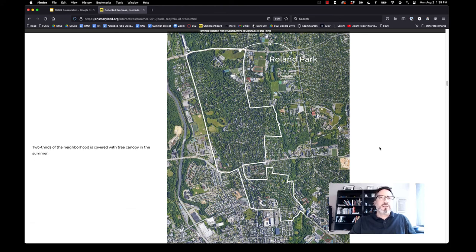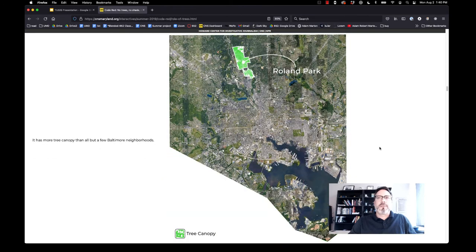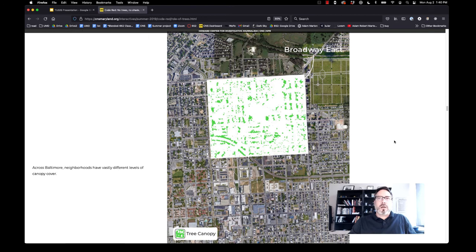So two-thirds of the neighborhood is covered with tree canopy in the summer. It has more tree canopy than all but a few Baltimore neighborhoods. On the other side of this, in Broadway East, we see light concrete, black roofs, gray streets, and many fewer splashes of green. Broadway East has about a 10% canopy cover, six times less than Roland Park.